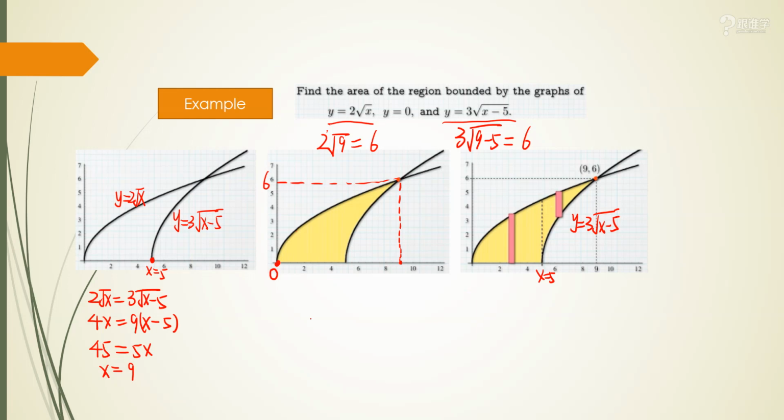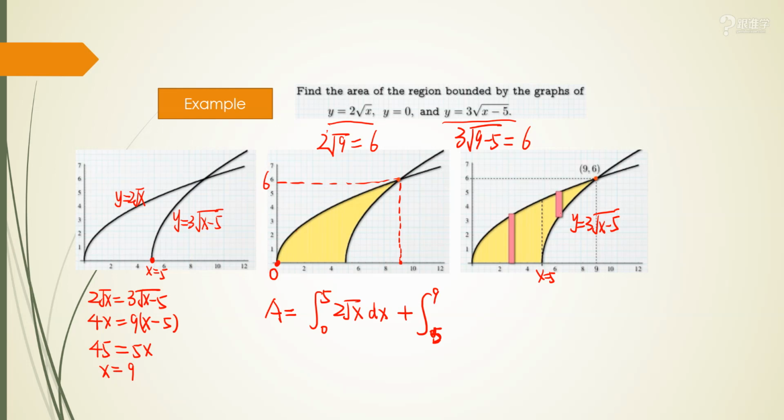So, to calculate the area of the left region, we integrate from x equals 0 to x equals 5 the area differential, which will be 2 times the square root of x dx. That's the length of the slice in the left region. And for the area of the right region, we integrate from 5 to 9.